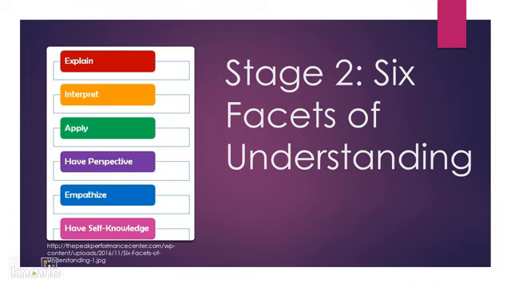So the 6 facets of understanding according to UBD are to explain, to interpret, to apply, to have perspective, to empathize, and to have self-knowledge. And really, these ring true for me about Bloom's taxonomy, though they've narrowed the list down to only 6, which is kind of nice. It's a little less overwhelming.